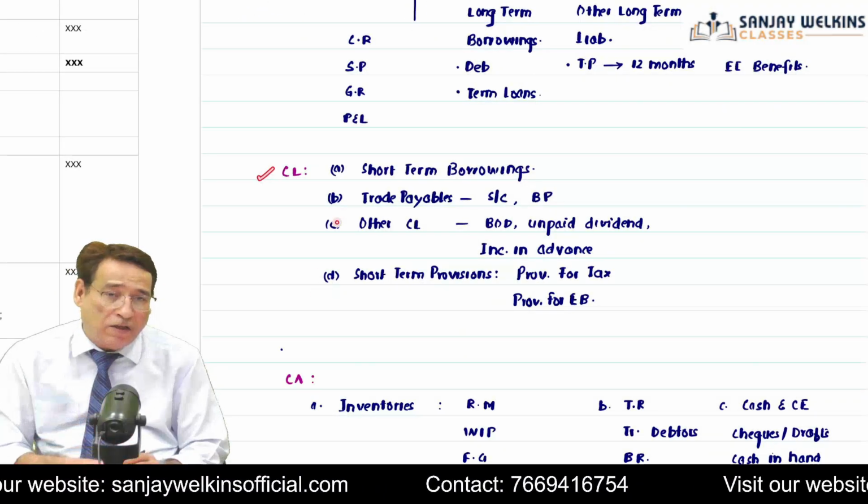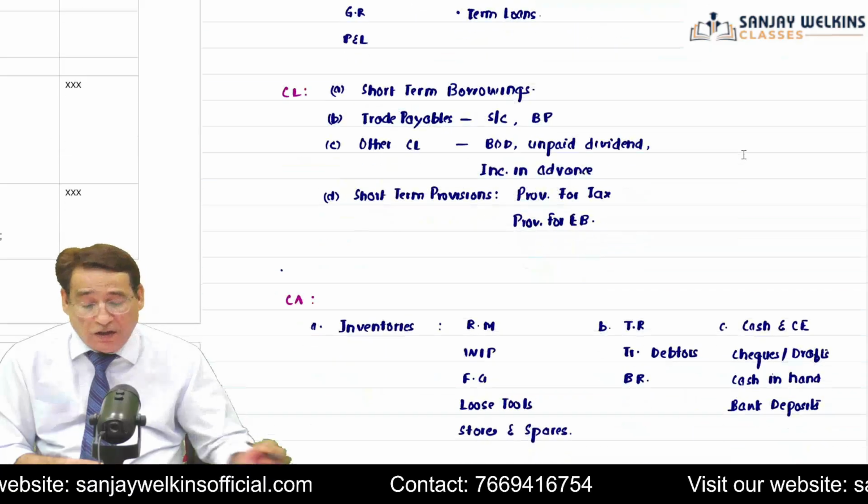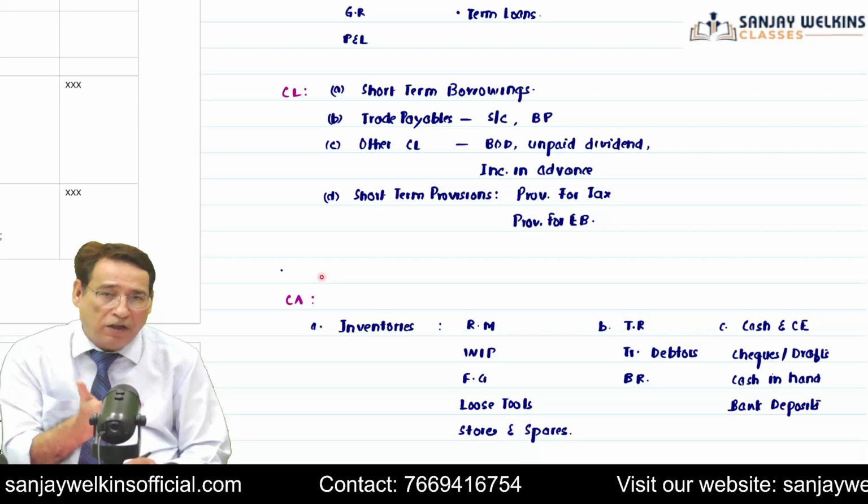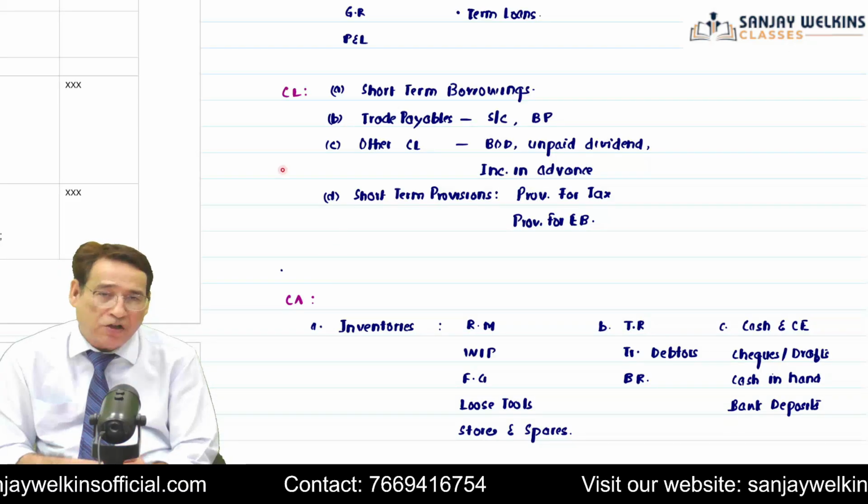Even current liabilities are divided into 4 parts. One is short-term borrowings. If we have taken borrowings for a period of less than 12 months, they will be classified as short-term borrowings.